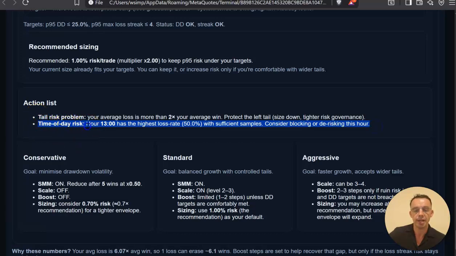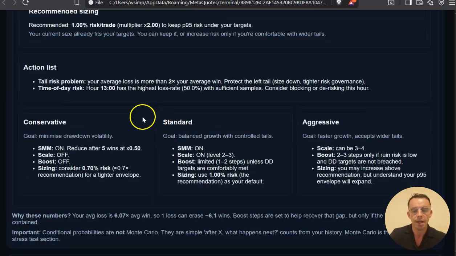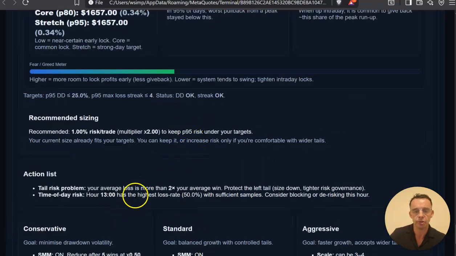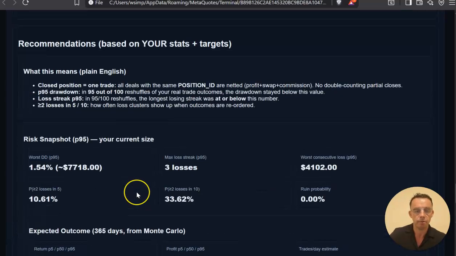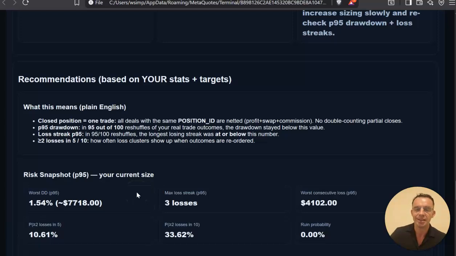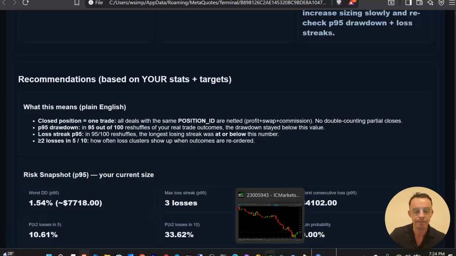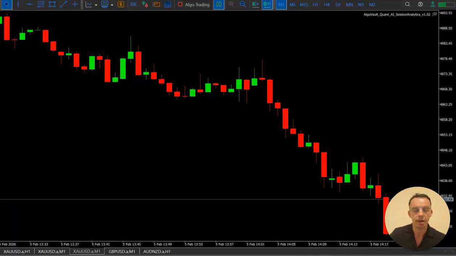Time of day risk. It's telling us that 1 o'clock is the highest loss rate, 50% with sufficient samples. Consider blocking or de-risking this hour. And then down here it's just giving you the settings for the Apex11 best settings. This will change also over time. So real statistics, real tracking, track every single thing that you really want to know about the Apex11 and to consistently pull money out of it.